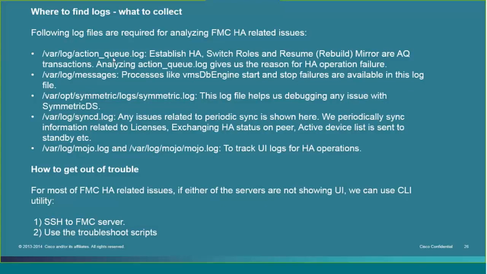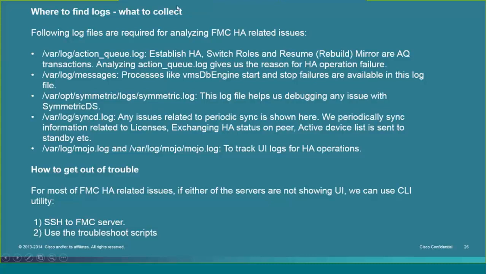Apart from this, there are a lot of other things that TAC engineers can look into to understand what exactly happened at the time of the failure, to ensure that we have enough data to troubleshoot the issue. When you notice that there is an actual issue on the FMC HA and you would like to involve TAC to investigate further, collect troubleshoot files from both the active and the standby FMCs, because certain data is present only on the active FMC or only on the standby FMC, and both troubleshoots are needed to understand what went wrong.